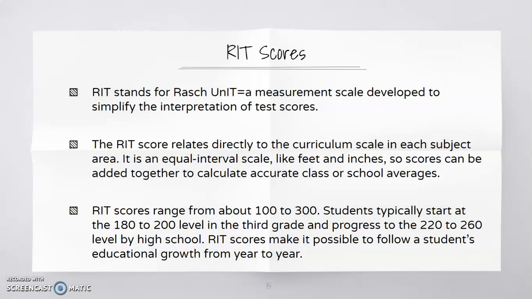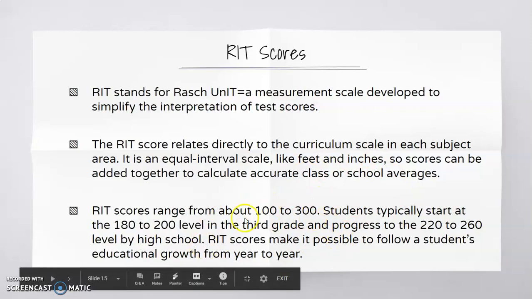NWEA gives a student a RIT score. So that stands for Rasch unit. It's a measure scaled to develop. It's basically a scale that NWEA developed to simplify how to interpret this. Again, you can kind of read about it, but the scores are pretty easy to interpret once you know where your student should fall.